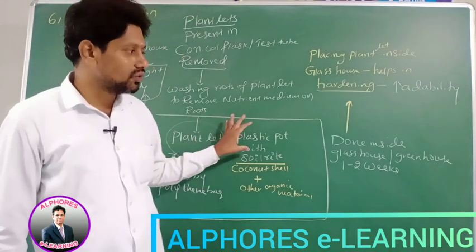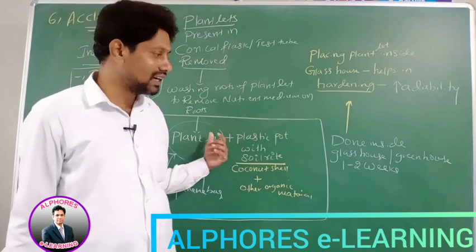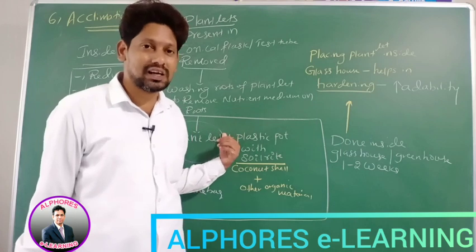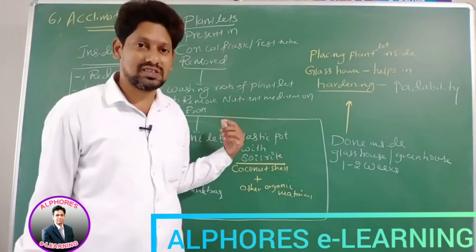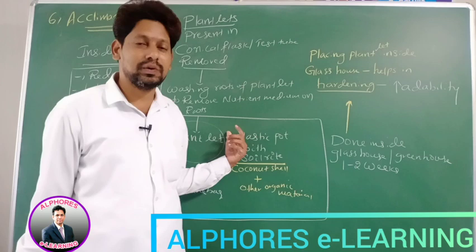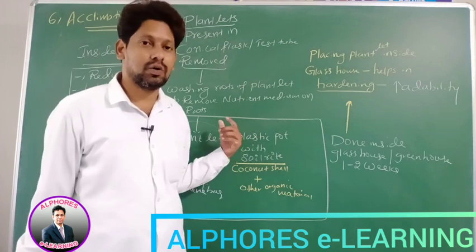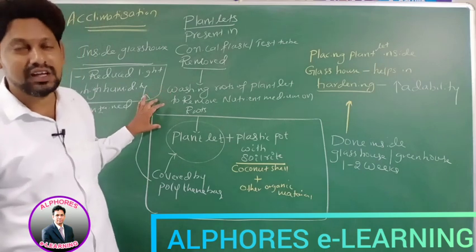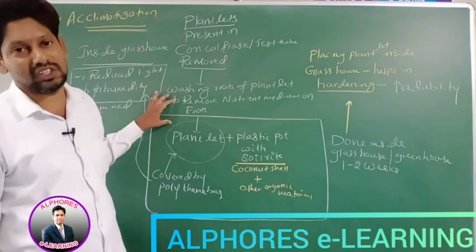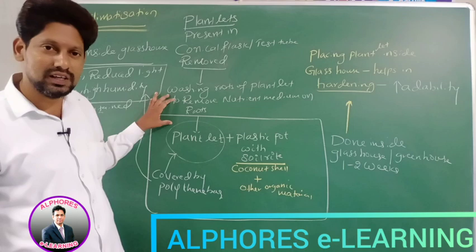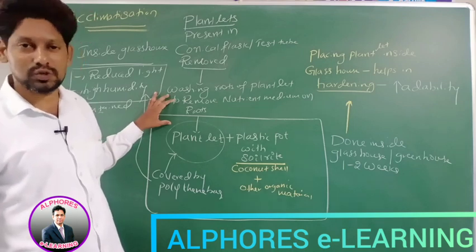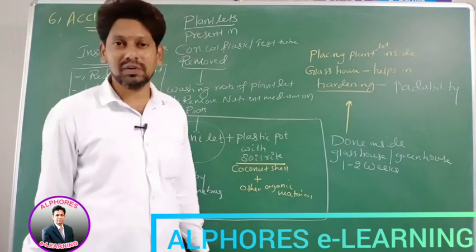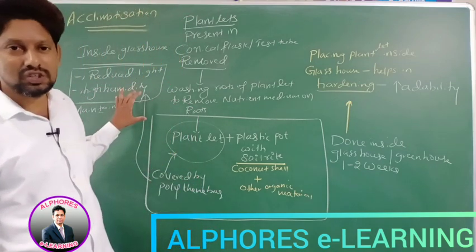Inside this glass house or greenhouse, the plantlet will be there for how many weeks, sir? One to two weeks. Once the plantlet undergoes hardening, once it becomes hard, it is shifted to the open fields. Shifted to what, sir? Open fields. Are these statements okay? These are the steps involved in tissue culture: preparation of nutrient medium, sterilization of nutrient medium, preparation of explant, inoculation, incubation, acclimatization. Is it okay? Right.